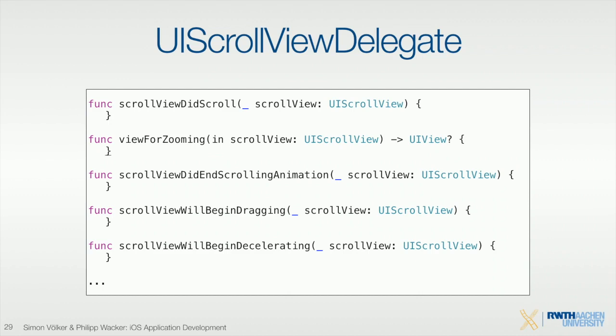Did end scrolling animation. If you just quickly scroll through a list and you let go, then the system already knows where you will end up, but you still have an animation that shows you how to get there, starts slowing down and then stops. And you can get a notification when that animation did finish. Similarly, you can get information when it actually starts slowing down. Why you would react to that, I'm not sure. I don't have an example at the moment, but you could if you want to.